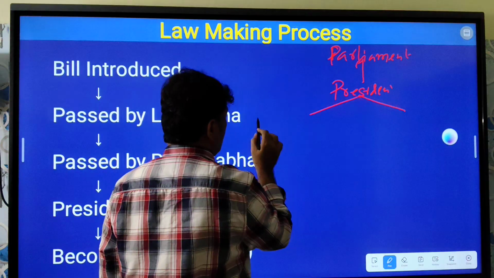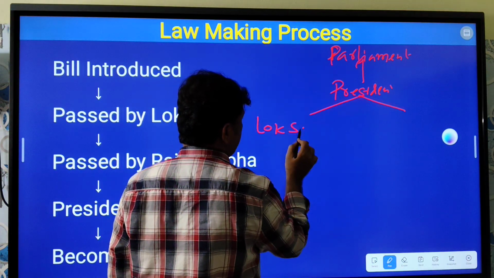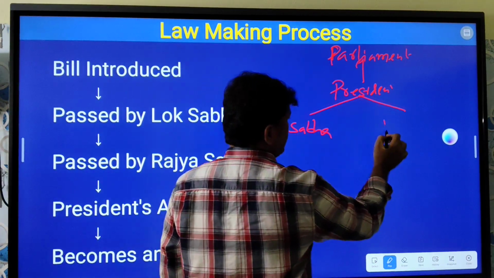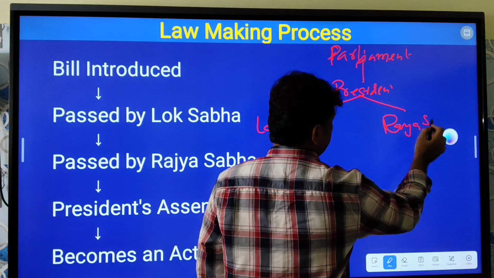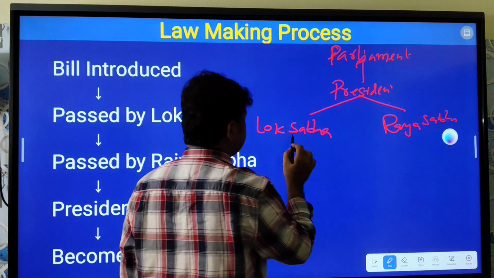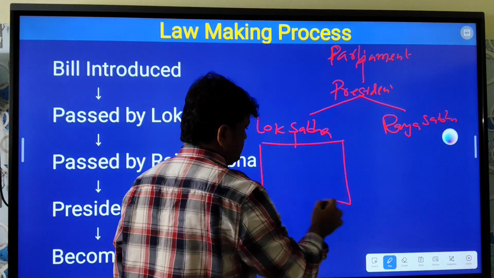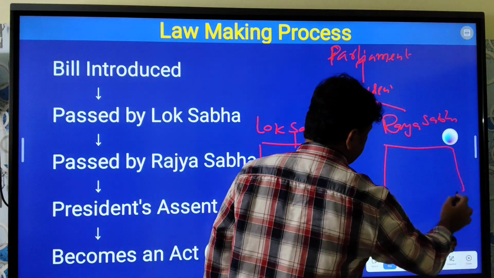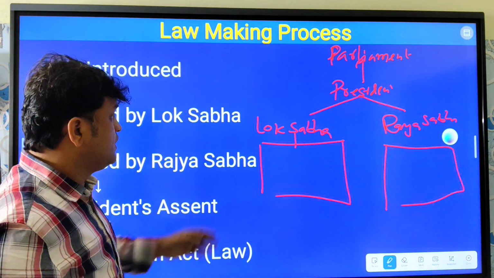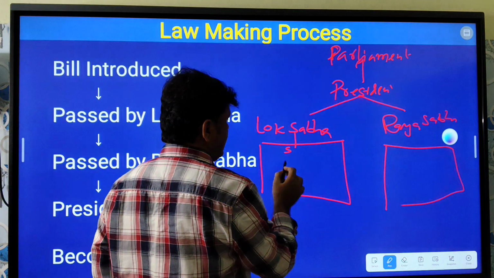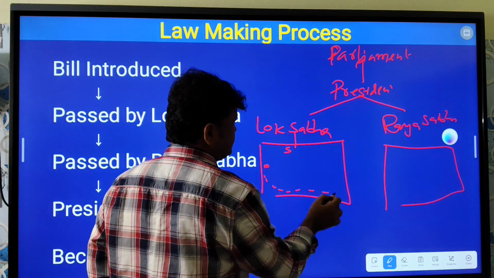And we have two houses. One is the Lok Sabha, you can say LS. And we have the Rajya Sabha. So this is a big house. And this is also one of the houses, whose buildings I have already shown you. So in Rajya Sabha, the Chairman and other Members of Parliament are sitting here.